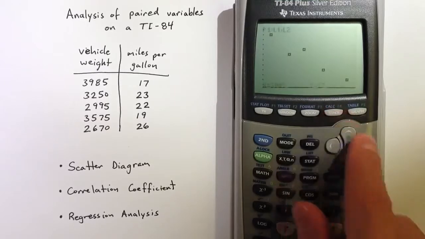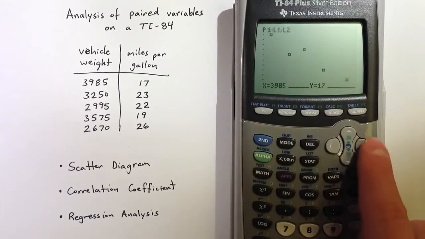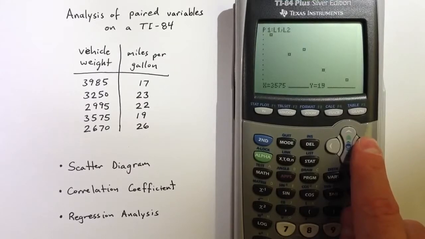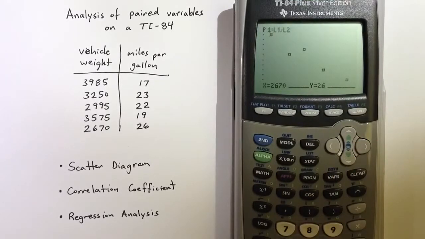Trace allows us to go from one point to another. Hitting the right or left arrow will move us between the different points, and so we can see their values. So that's the scatter diagram.